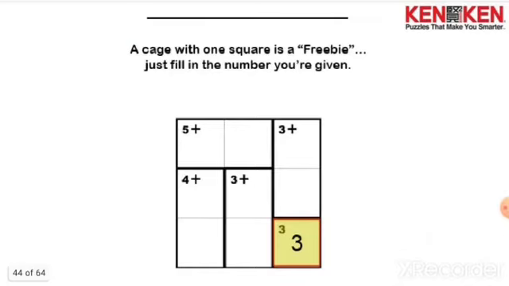A cage with 1 square ay tinatawag na freebie. Free. Kasi kung anong number na nakasulat doon sa taas, on the corner, yun ay susulat mo. That's why it's a freebie.